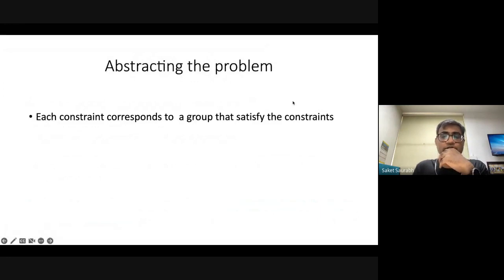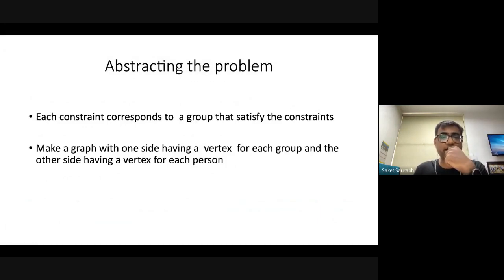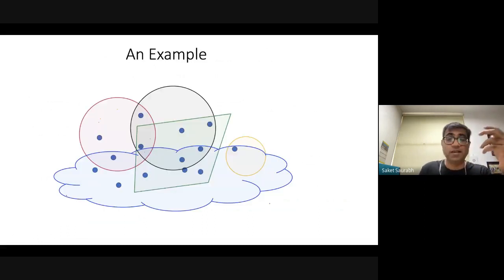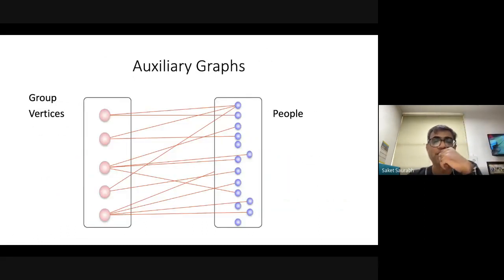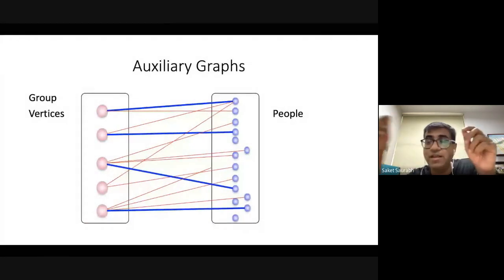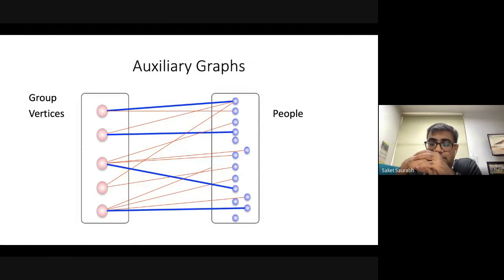As follows. Each constraint corresponds to a group that satisfies the constraint. Now we can make a graph with one side having a vertex for each group and the other side having a vertex for each person. If a person belongs to a group, then we add an edge between the group vertex and the person. So typically, this is what will happen: you have group vertices and you have people, and if a person appears in a group, I put an edge. Now, what are we looking for? For every group, I want to find a representative which is private to it. So what is this? Anybody?